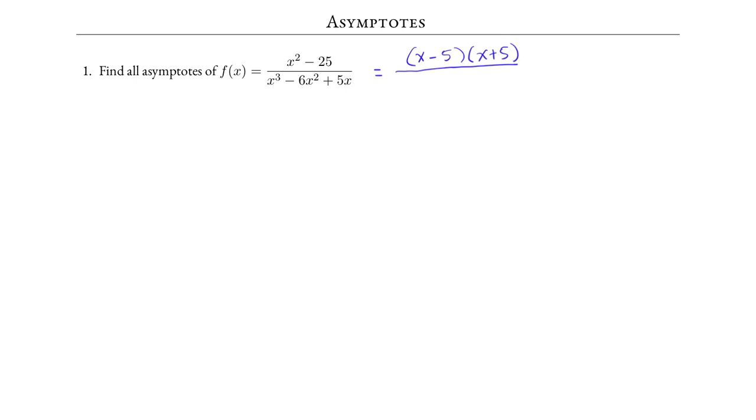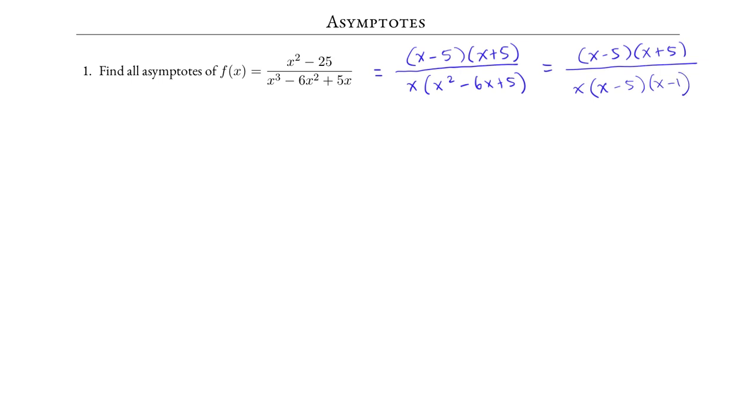In the denominator, there is a factor of x in each of the terms, so we would factor out x to obtain x times the quantity x squared minus 6x plus 5. But we can factor this further: x minus 5, x plus 5 in the numerator. In the denominator, the trinomial x squared minus 6x plus 5 can be factored as x minus 5 times x minus 1.